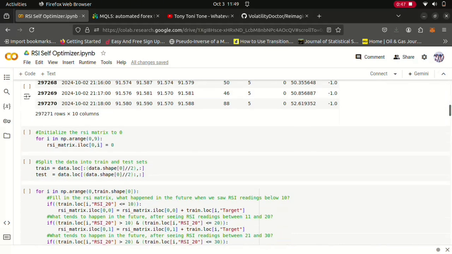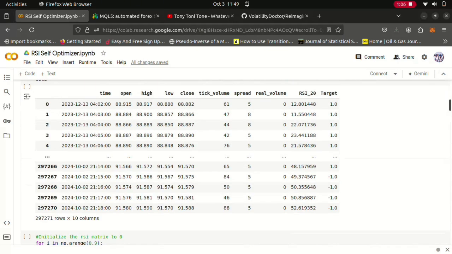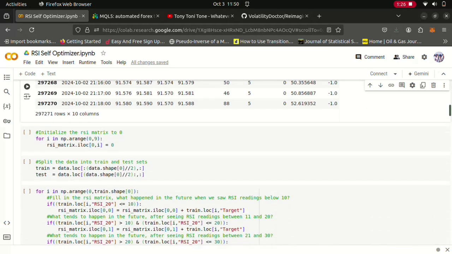From here, what we want to do essentially is subdivide our RSI into 10 grids, into 10 levels. So from 0 to 10, 10 to 20, and so on up until the 90 to 100 level. And what we want to observe is what happens after price passes through each of these levels. For example, here at the very beginning, the RSI was at 12, so we look 20 steps into the future and see what happened to price then. Did it increase or decrease?